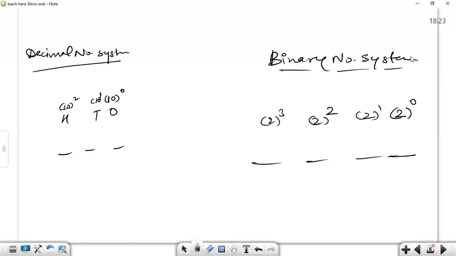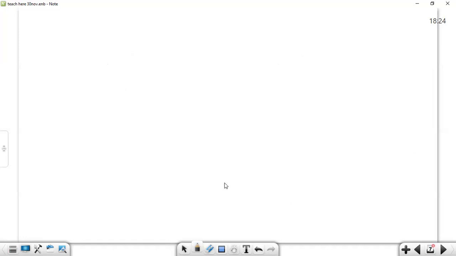Okay. Is this clear, that how binary number system is different from decimal number system? Okay, so I'm writing something, and you just have to see and observe how I am doing so.